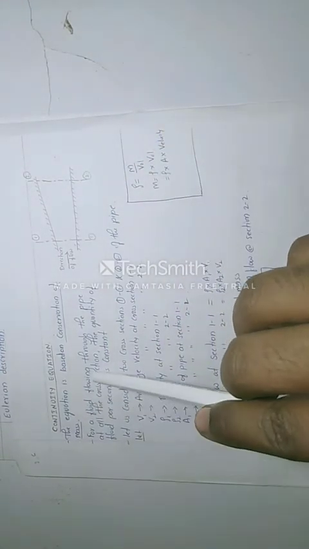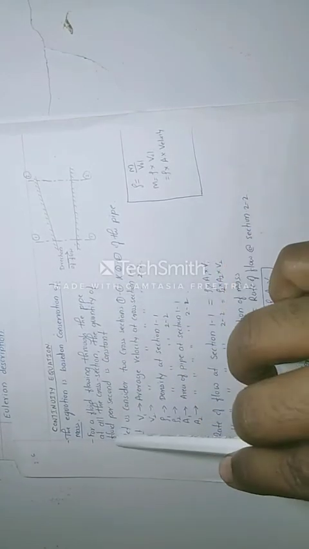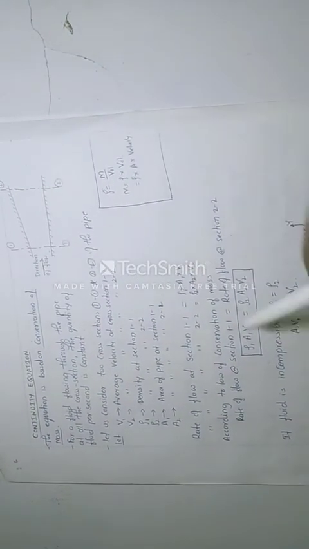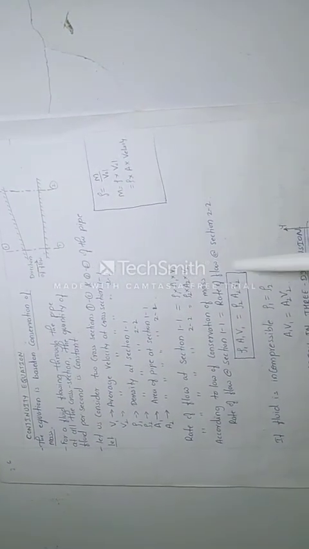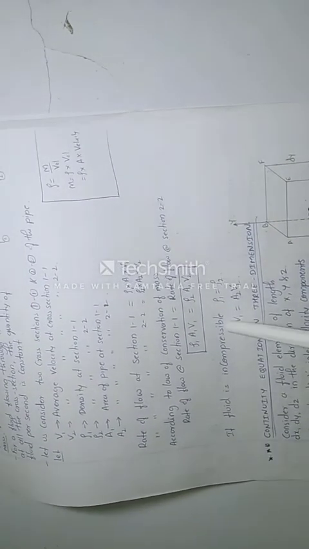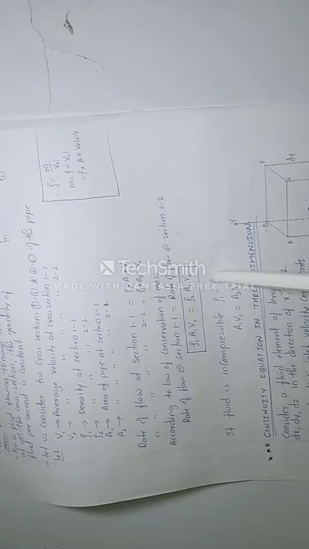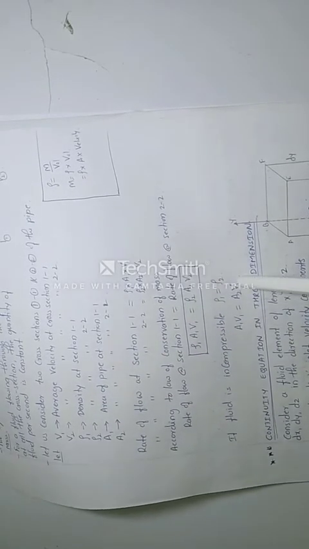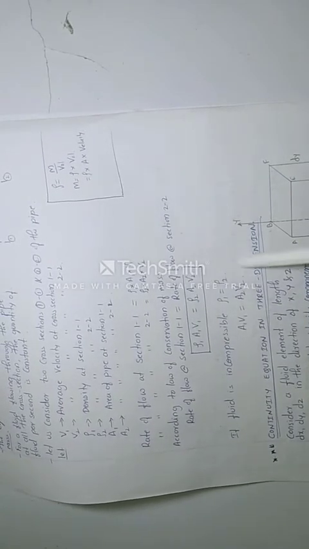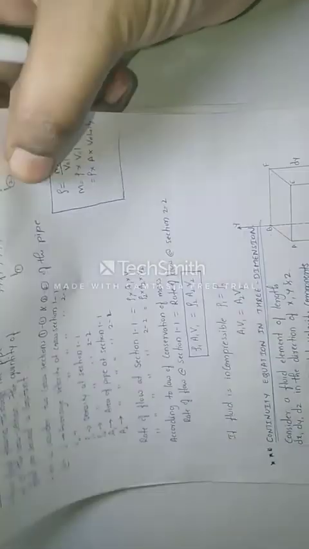So for a fluid flowing through a pipe, at all the cross sections the quantity of fluid per second is constant. Whatever I have explained is very simple. If the fluid is incompressible, then the density terms are equal, so we get A1 V1 is equal to A2 V2. This is a very simple expression for the continuity equation, but the most important is the continuity equation in three dimensions.